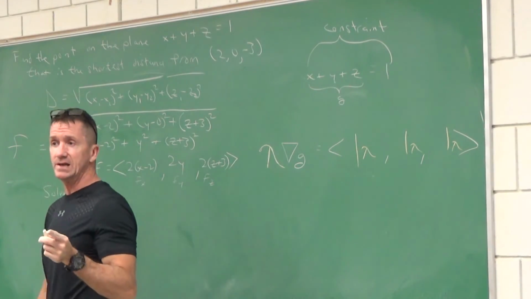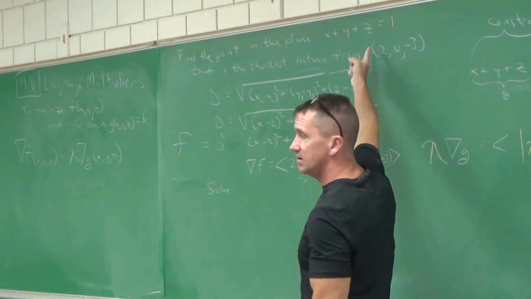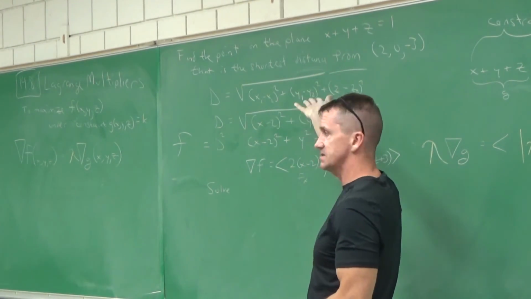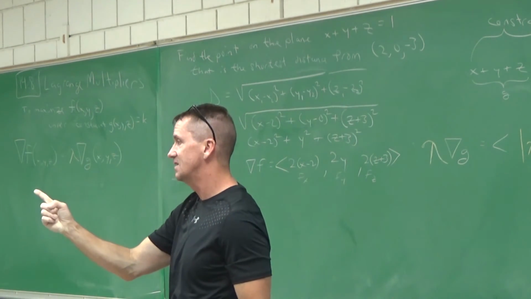Now if we get more than one answer, say we got 3 answers, we'll just check them all to see which one gives us the shortest distance. Go back to the distance rule. But if we only get 1 answer, I'm pretty sure that 1 answer is it. Do you agree? There you go.